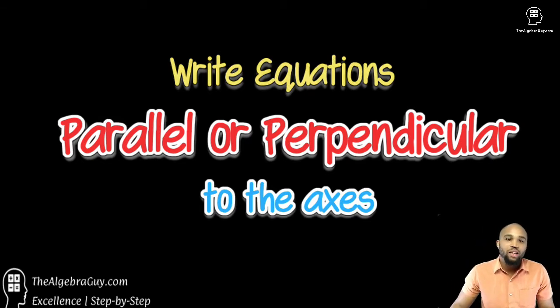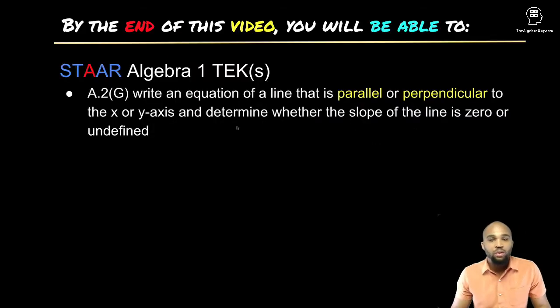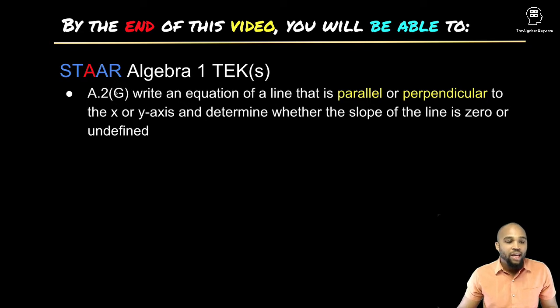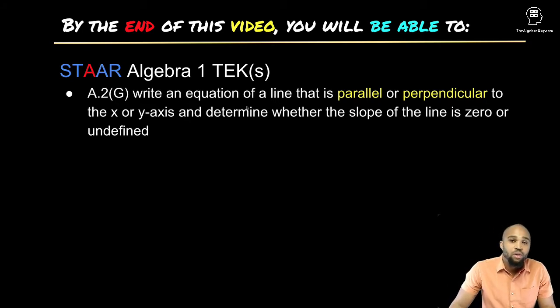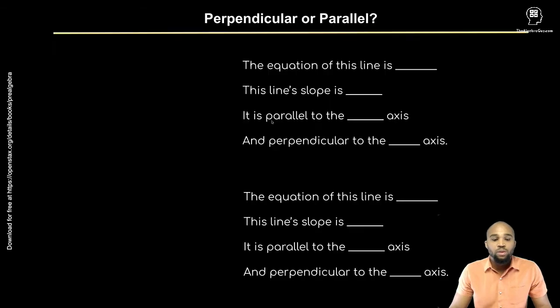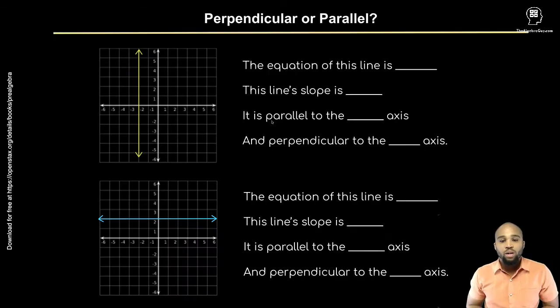Today's lesson: write equations that are parallel or perpendicular to some axis. So that's one of the skills or TEKS that we need to make sure we master today. A to G: write an equation of a line that is parallel or perpendicular to the x or y axis and determine whether the slope of the line is 0 or undefined. I think it's pretty simple and straightforward, and students tend to do pretty well on this topic, but let me go over it either way.